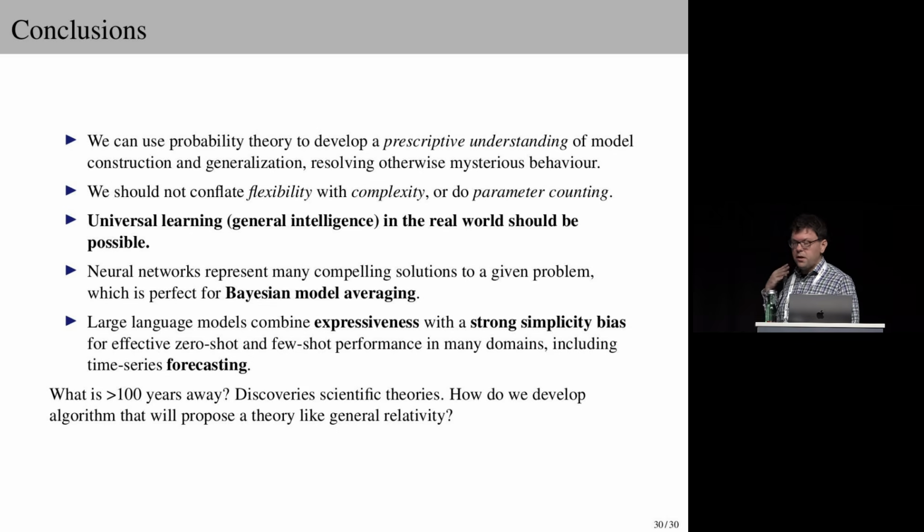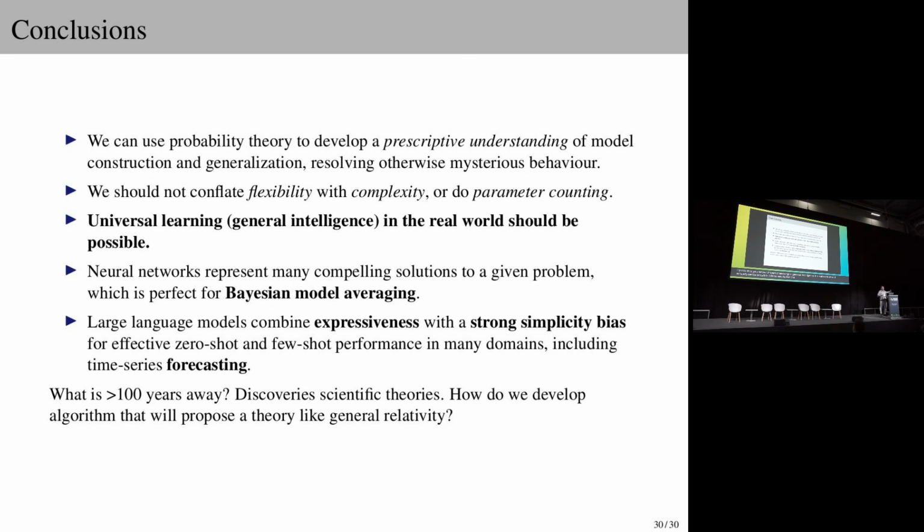So in short, we can use probability theory to develop a prescriptive understanding of model construction and generalization and to resolve otherwise mysterious behavior like double descent and benign overfitting. Really, this is an understanding that is actionable, that can help us build models that will further improve generalization performance. We should be careful not to conflate flexibility with complexity or treat parameter counting as a proxy for model complexity. I think that universal learning or general intelligence in the real world should actually be possible. I think results like the no free lunch theorem don't preclude the ability to create a general intelligence.